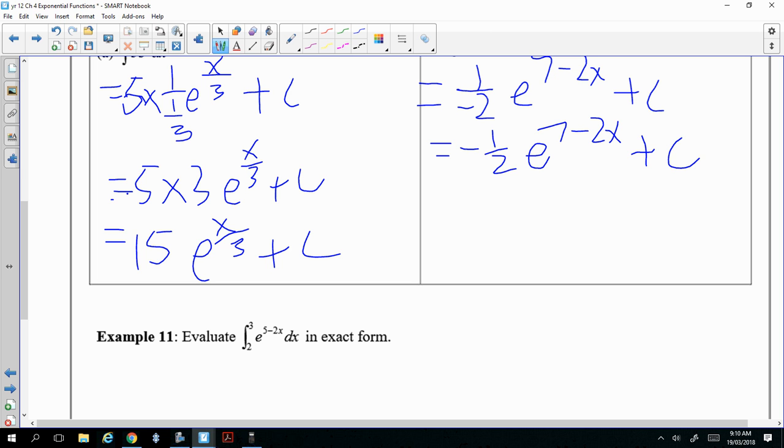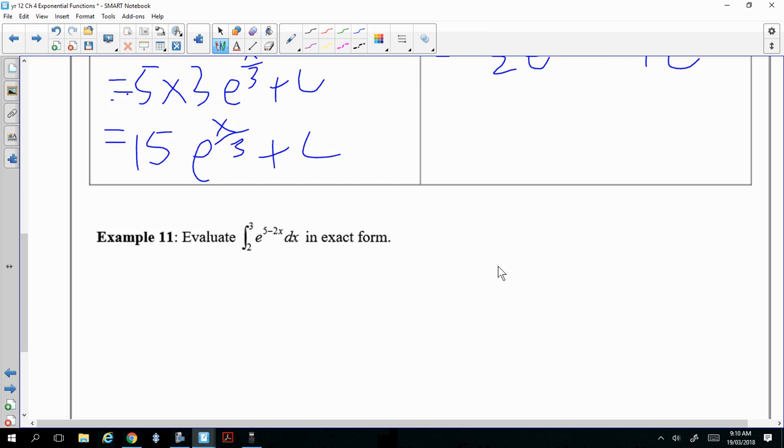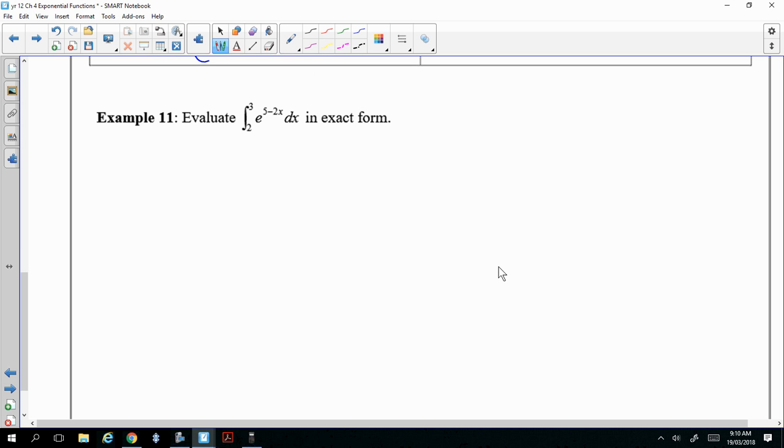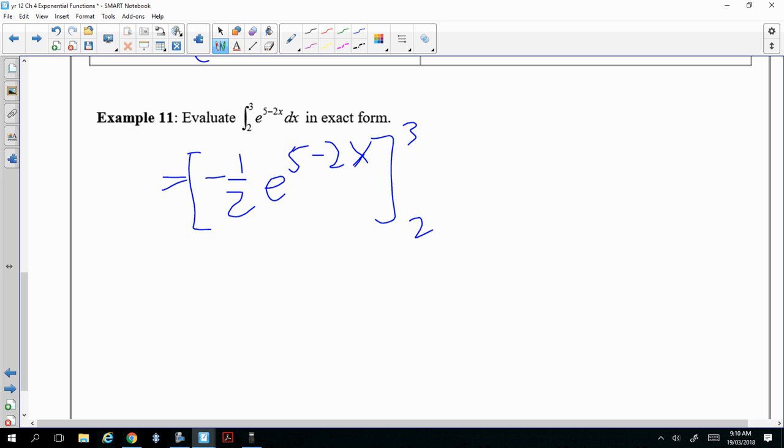Right, and then we'll do a definite integral. Right, let's try a definite integral. Integral will be -half e to the power 5 minus 2x. Put in the numbers, 3, 2. Okay, leave your answer in terms of e, exact form. Okay, have a try.